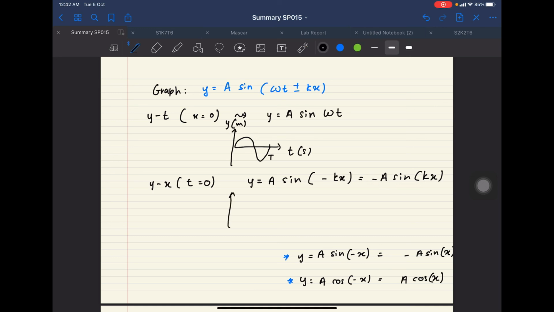Again, you draw the axis, make sure you plot correctly. Sorry, this one is y against x. It's actually a negative sine graph, so it looks something like this. Again, you don't really have to memorize anything. For this one, you label lambda. If t exists, you have to find the period and label it over here. If this one is the x axis, you have to find the lambda and label it over here.